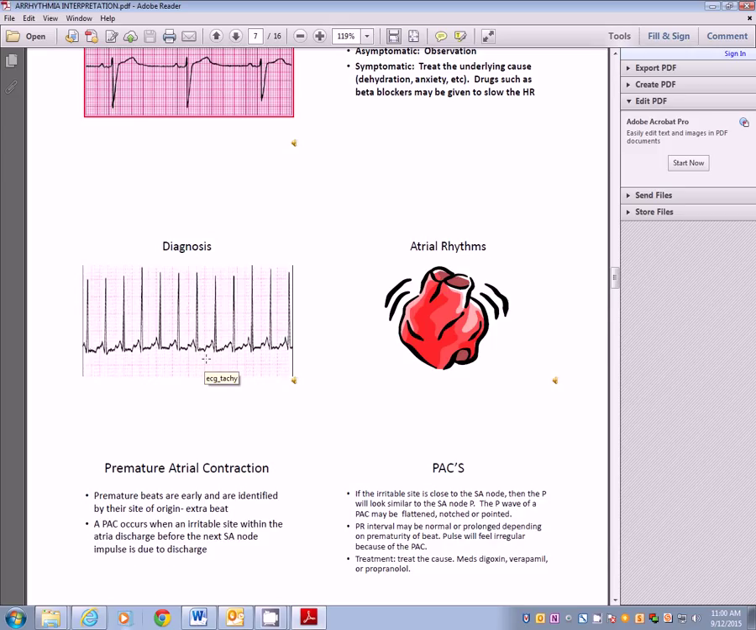You can see here our rate's going to be 1, 2, 3, 4, 5, 6, 7, 8, 9, 10, 11, 12, about 120. So our heart rate's up. So this is a typical picture of what you would expect to see with sinus tachycardia.